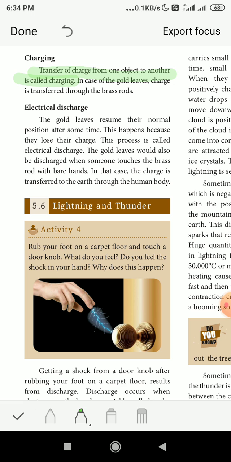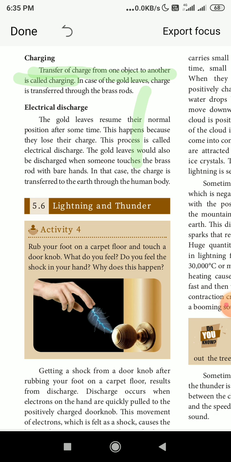The gold leaves would also be discharged when someone touches the brass rod with bare hands. If you touch it with your bare hands, then also the charges will be discharged. In that case, the charge is transferred to the earth through the human body. Human is always a good conductor of electricity. So through a charged body or our hands or anything, the charges reach the earth. Now, next one is lightning and thunder.